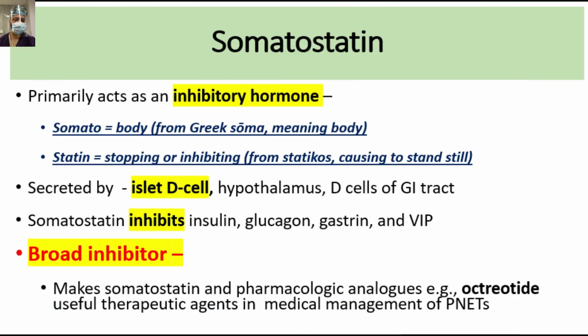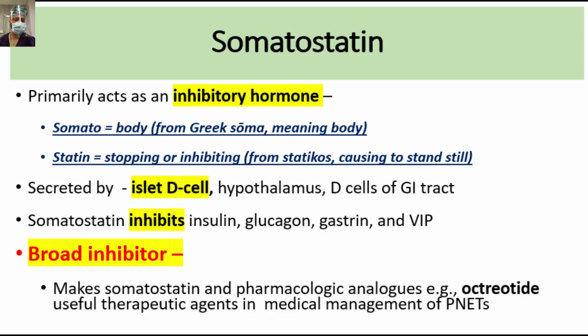As I said, somatostatin is an inhibitory hormone derived from somato, body, and statin, meaning stopping or inhibiting, from stasis, causing to stand still. So somatostatin is an inhibitor. It makes everything static, secreted by the islet D cells of the pancreas, the hypothalamus, and D cells of the GI tract. Somatostatin inhibits insulin, glucagon, gastrin, and VIP.